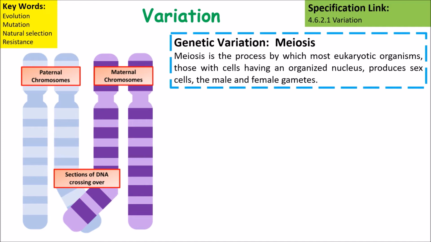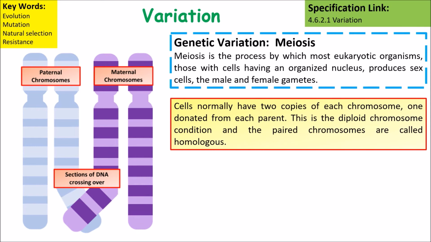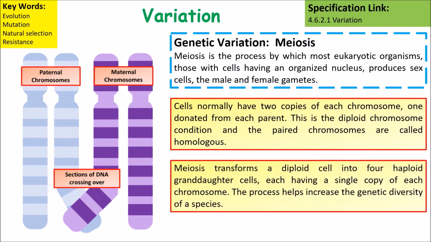Meiosis is the process in which eukaryotic organisms, in cells organised in the nucleus, produce sex cells in males and females. Cells normally have 2 copies of each chromosome, one donated from each parent. This is referred to as a diploid chromosome condition, and paired chromosomes are called homologous. Meiosis transforms a diploid cell into 4 haploid granddaughter cells, each having a single copy of each chromosome. This process helps to increase genetic diversity within a species.